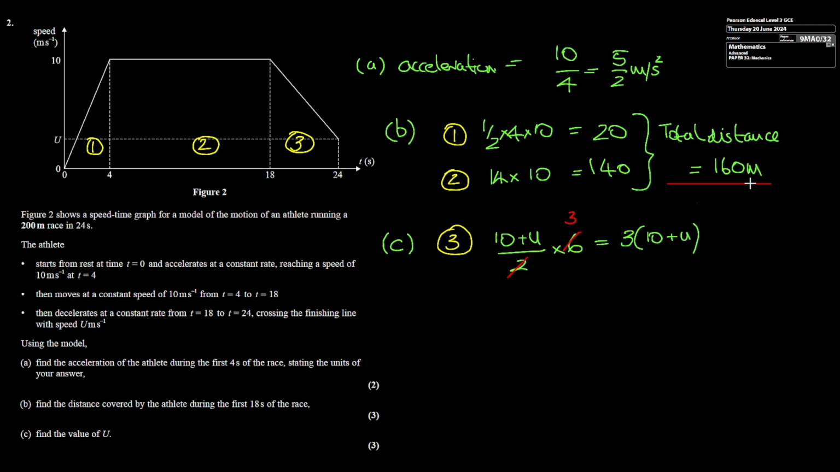Well, we've calculated the distance of the first 2 sections of the race, and as we're told, the total race is 200 meters long. So this must be equal to 40 meters. And if you work that out, you get a value of u to be 10 over 3, and this is meters per second. And that's the answer to part C.